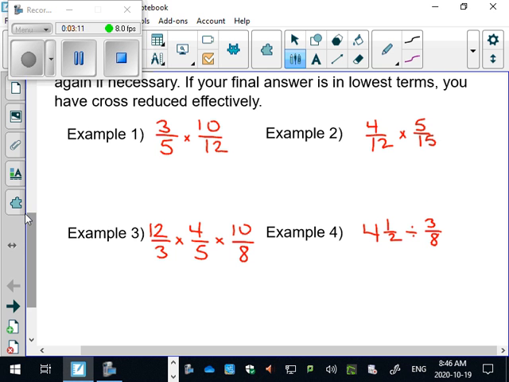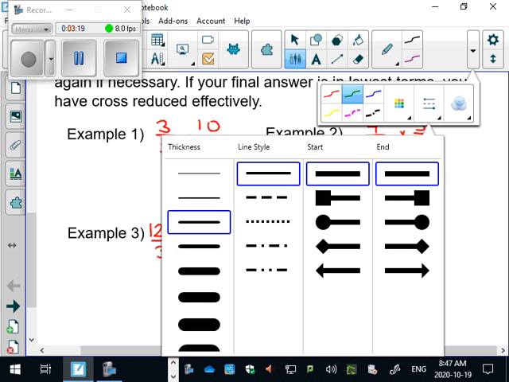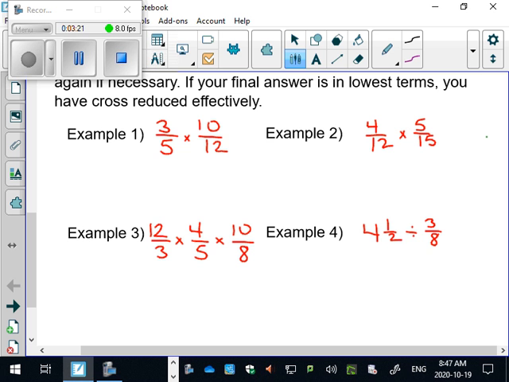Example 1 is 3/5 times 10 over 12. And I'm going to switch colors because I think that'll be more effective. All right. Now, remember I've got to find one from the top and one from the bottom. Well, 3 and 5 are not factors of each other. I know that, so I'm going to have to go somewhere else. And right off the bat, I see 5 and 10, and I know 5 goes into 10.